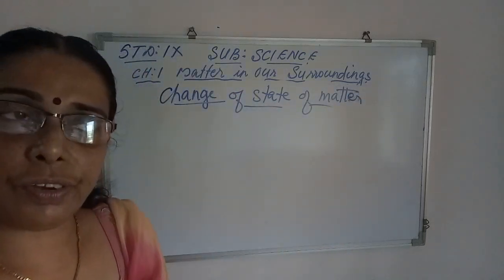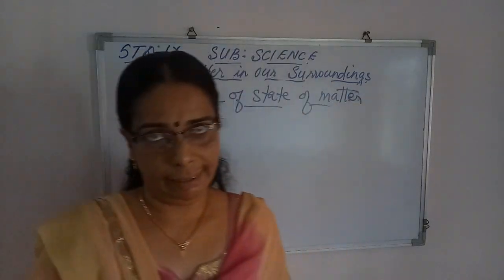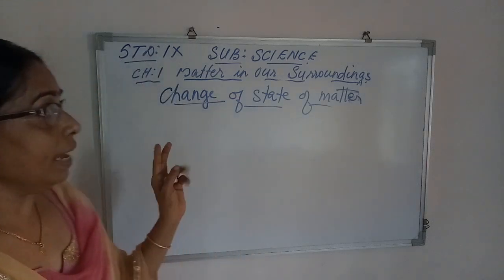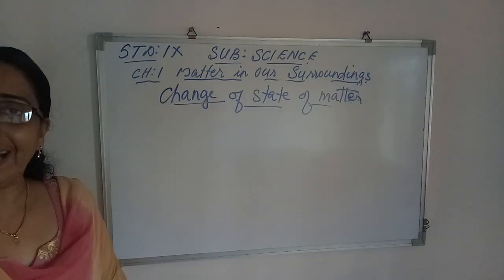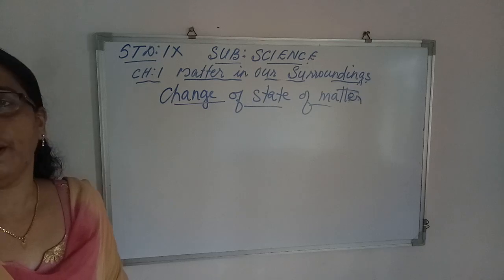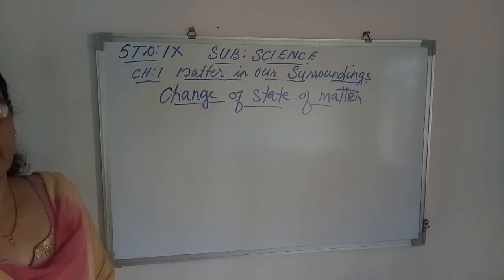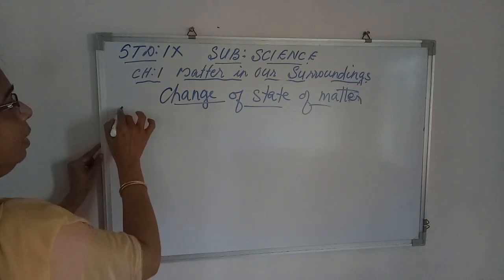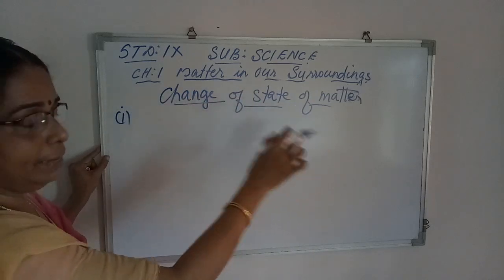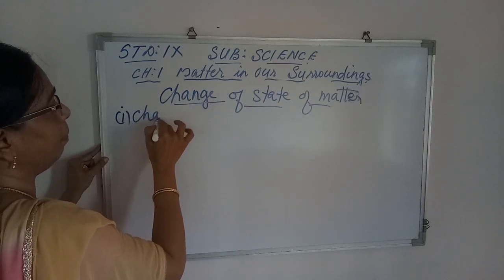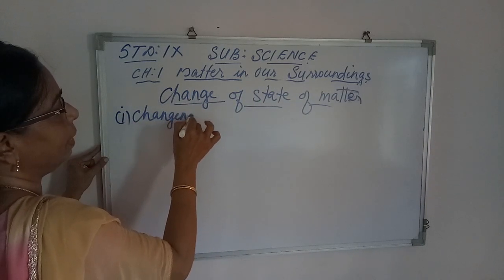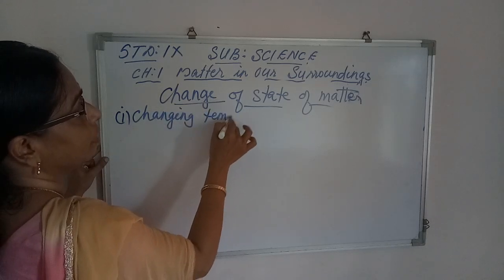Matter can be changed from one form to another. This is possible by changing the temperature and by changing pressure. First we are going to study the change of state of matter by changing temperature.